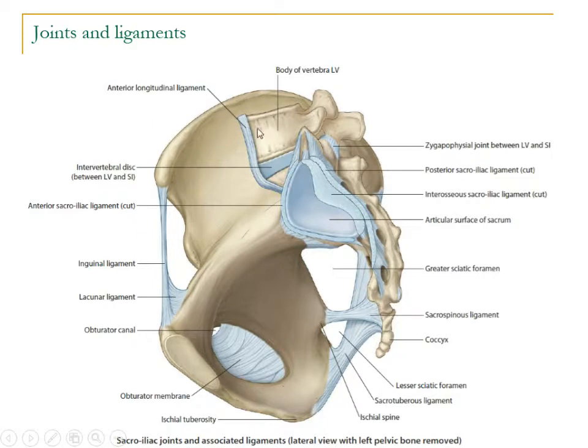And other ligaments we can visualize over here. This is the anterior longitudinal ligament, and this is the cut portion of the interosseous sacroiliac ligament. This we can see over here. This is the posterior sacroiliac ligament, and we can see over here the joints in between the vertebrae, which are known as the zygapophyseal joints.